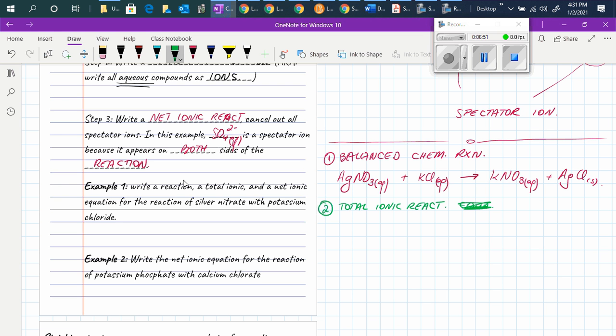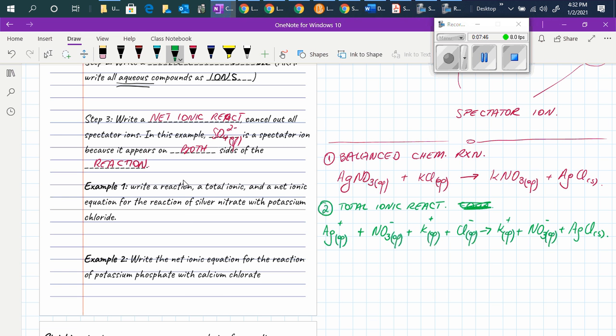Okay, so now silver nitrate is aqueous, so it will be silver with the charge plus, NO3 minus, K plus, Cl minus in aqueous solution. And now we have here potassium nitrate that is in aqueous solution as well, so it will be K plus and NO3 minus. However, silver chloride is not aqueous solution, it is a solid one, so it will stay as silver chloride.